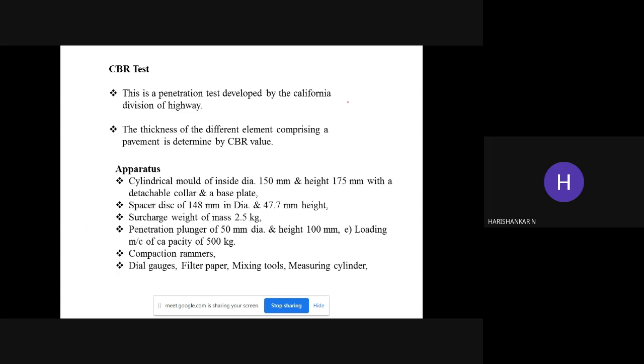So you will have the graph like this, and here you can refer to 2.5 and 5. You will get the loads here, and you can divide the load corresponding to 2.5 mm penetration by 1370. It will give you the CBR value corresponding to 2.5 mm penetration.